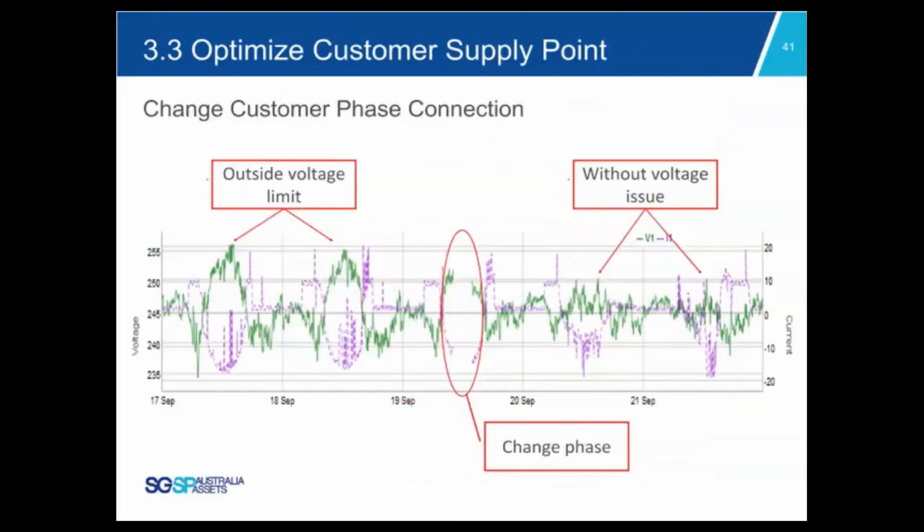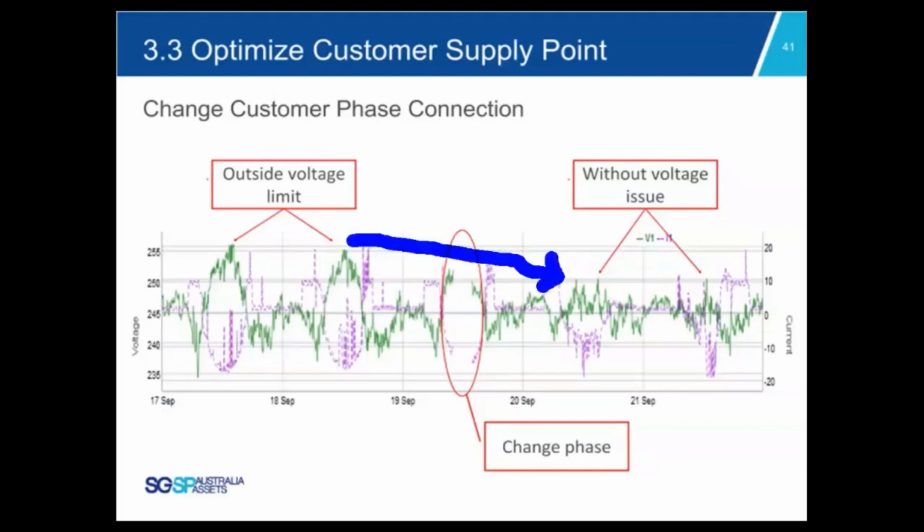Here's another good example of fixing compliance voltage issue by changing customer phase connection. Apart from all the PV customers affected by substation voltage, we see the individual customer voltage is higher during summer day, and it rises to a voltage level outside the code limit, where PV inverter trips off. It also causes downstream customers in the same phase to experience the high voltage. Technically speaking, swapping customer phase connection to a lower voltage phase is a good, cost-efficient way to solve such voltage problem.